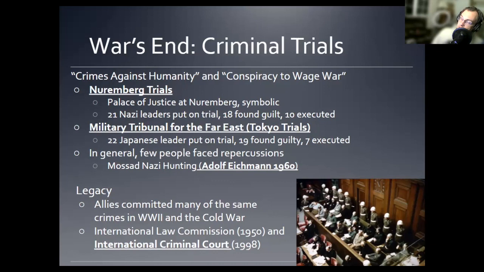Now, there were 21 Nazi leaders put on trial. Some of them were military leaders. Some of them were heads of various organizations. And of those 21 put on trial, 18 were found guilty and 10 were executed for their crimes. One committed suicide before he could be executed, though.